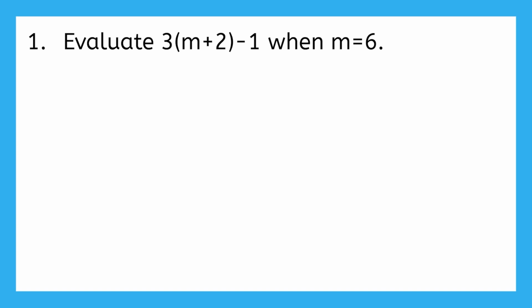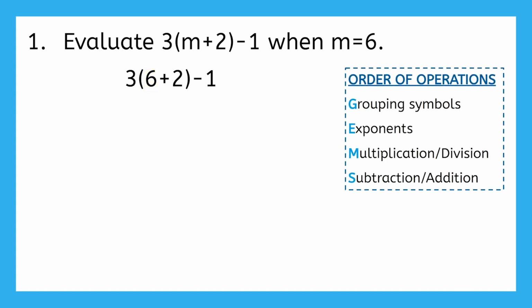Well, since we know m equals 6, we can substitute that into our expression. So m will come out and 6 will come in. I'm going to rewrite our expression below to show that substitution, leaving us with 3 times the sum of 6 plus 2 minus 1. Now we are ready to evaluate, or find this expression's value using the order of operations. We start by working on anything in a grouping symbol. In this case, only 6 plus 2 is grouped together. 6 plus 2 gives us 8, so our new expression becomes 3 times 8 minus 1.